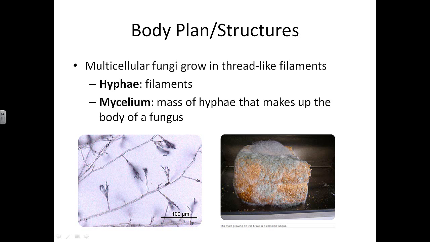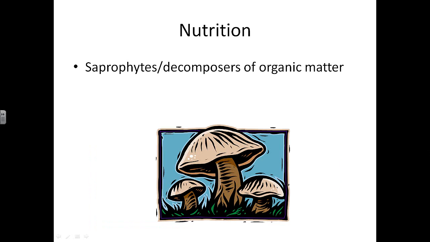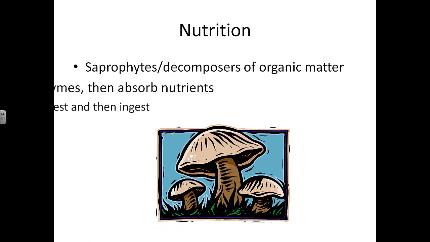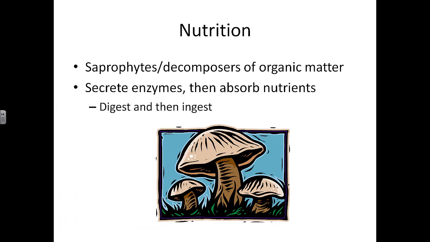All fungi are saprophytes, meaning they decompose other things, and the way that they get their nutrients is the opposite of what we do. What fungi do is they secrete digestive enzymes that break down the substance outside their body, and then they suck up the nutrients. So they digest their food, and then they ingest it. Whereas in humans, we ingest our food, we bring it in, and then we digest it.